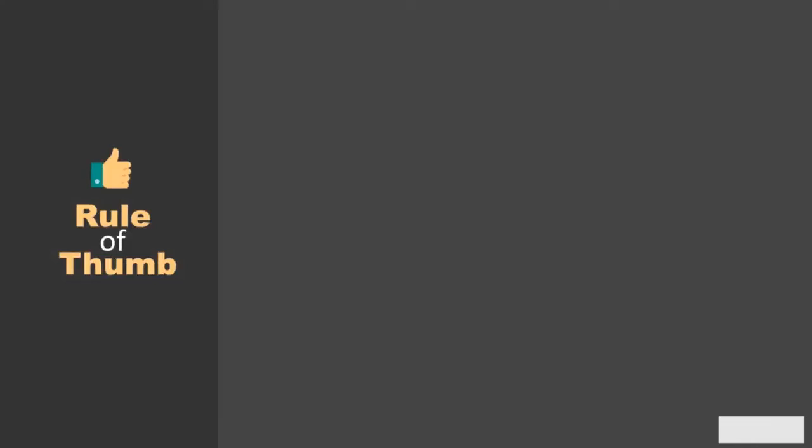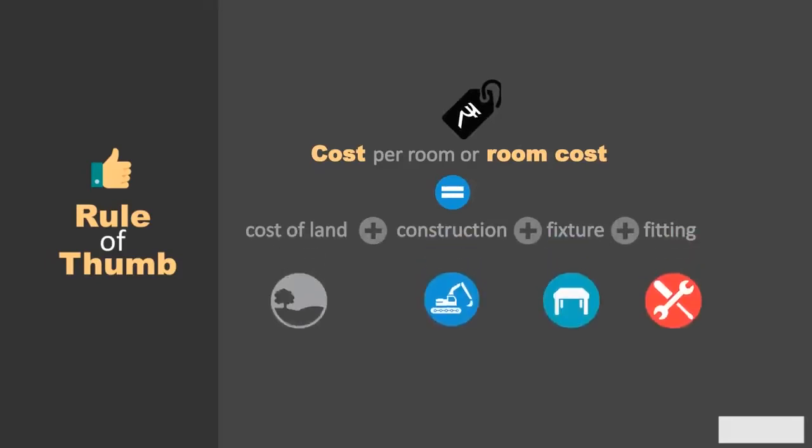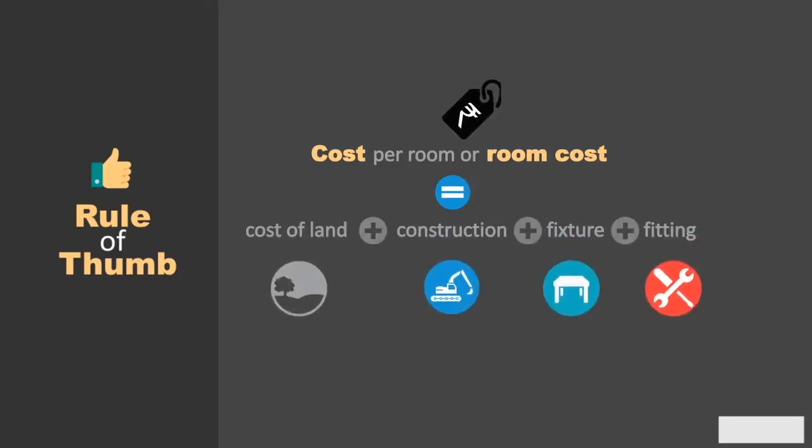Now let's see what the rule of thumb says. According to the rule of thumb, the room rent should be fixed at the rate of ₹1 for each ₹1,000 spent on the construction and furnishing of the room, the cost per room or room cost, assuming that the average occupancy is 70% of the year. Thus, it is the cost of land, construction, fitting and fixtures that determine room rates.